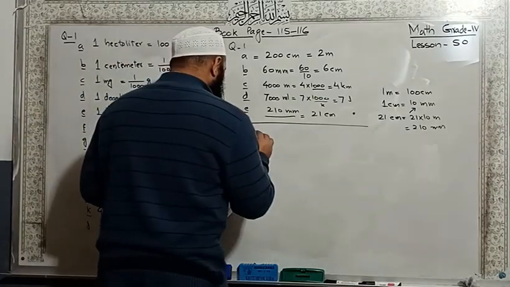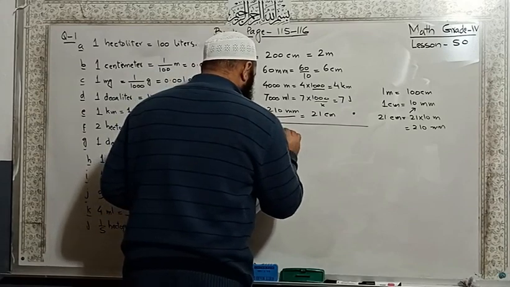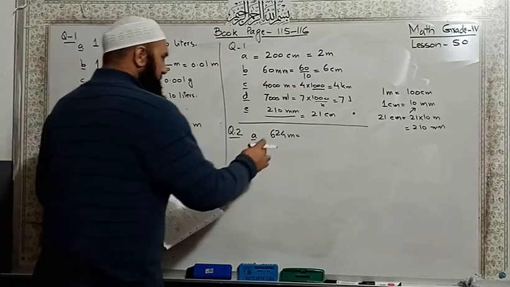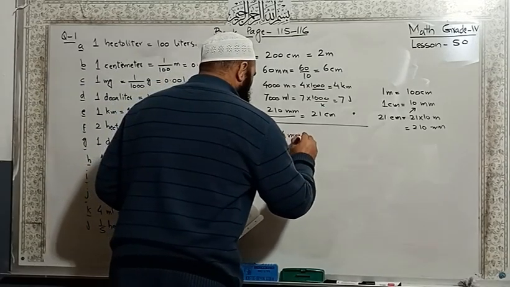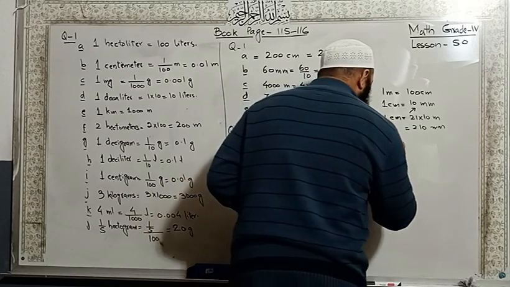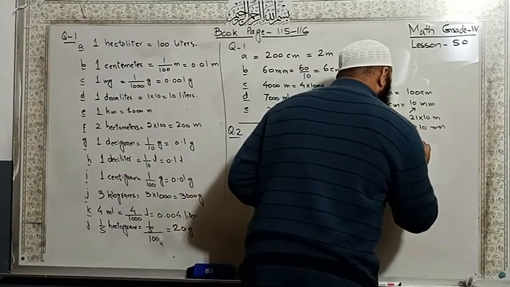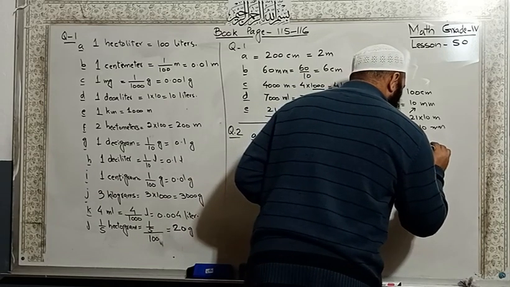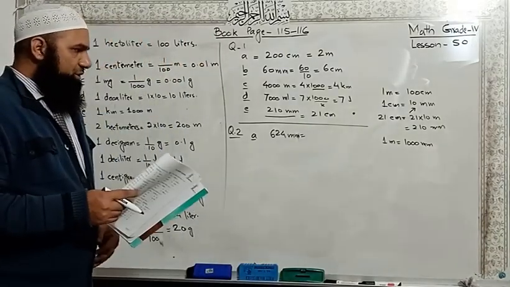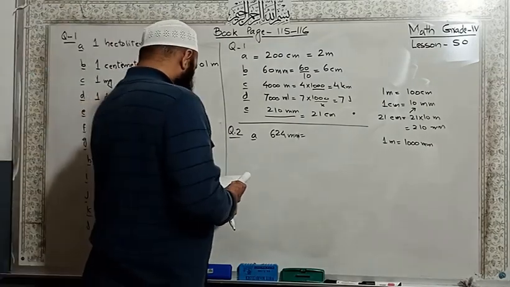For example, 624 millimeters will be equal to how many meters? We know that 1 meter is equal to 1000 millimeters. We know that in 1 meter there are 1000 millimeters.